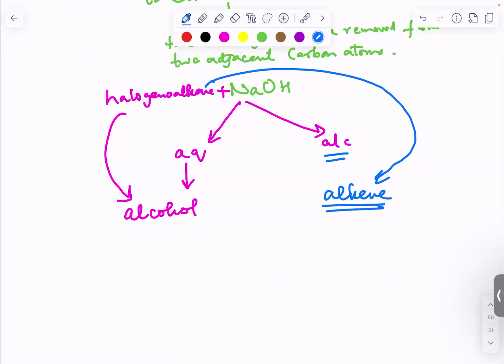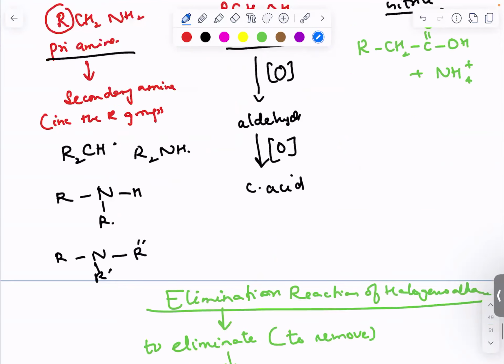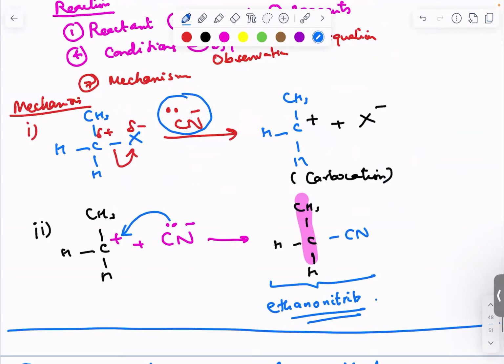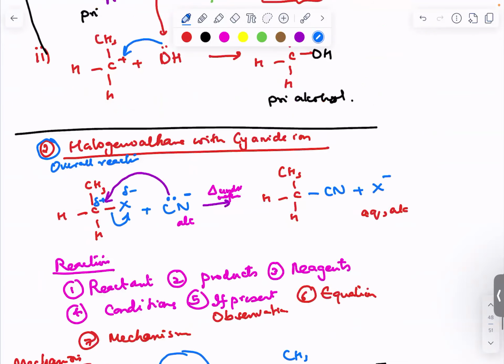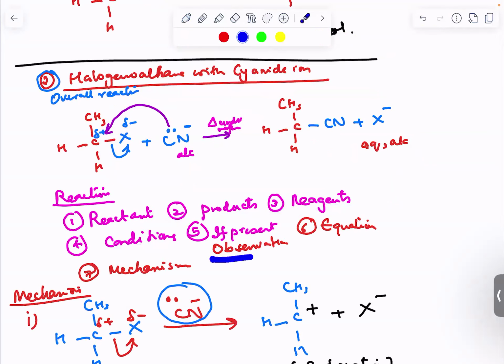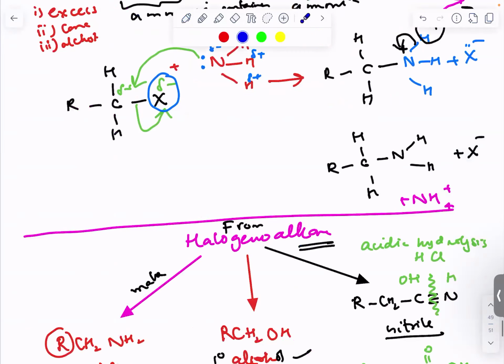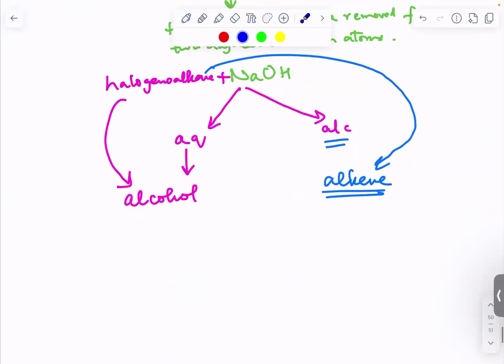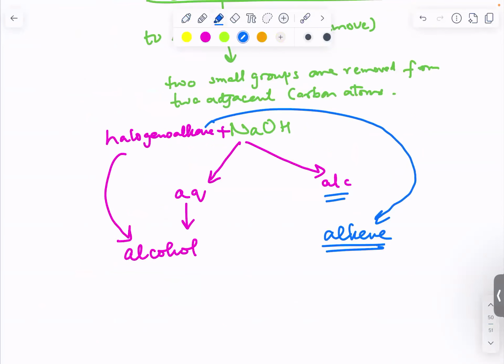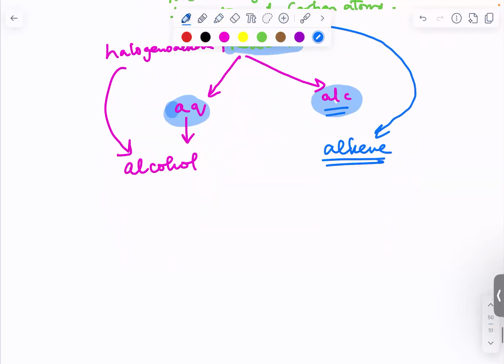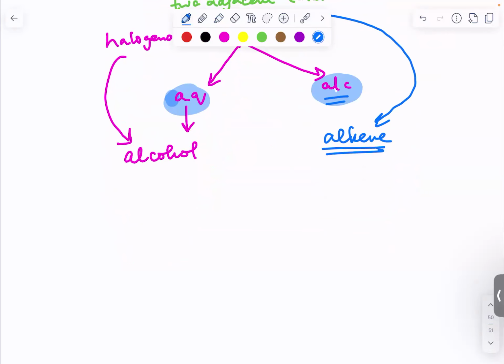So let's do this now. Again, as I told you earlier, whenever you do a reaction, you need to keep these things in mind: reactant, product, reagent, condition, observation if present, equation, and mechanism. So we'll do it like this. What happens when we use aqueous and alcoholic? The reagent is the same, sodium hydroxide, but simply the solvent changes everything.